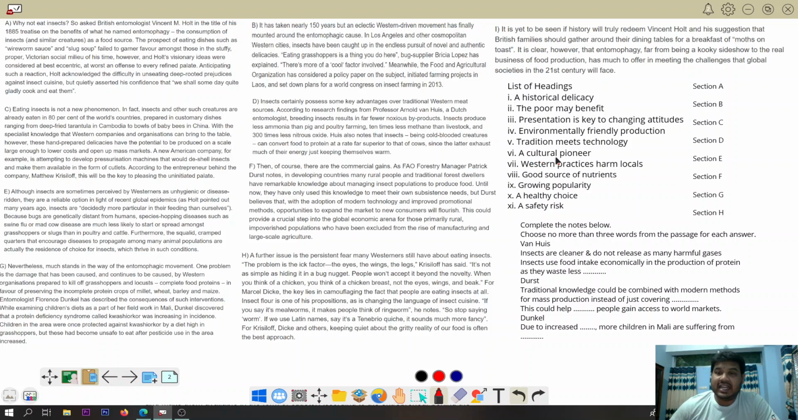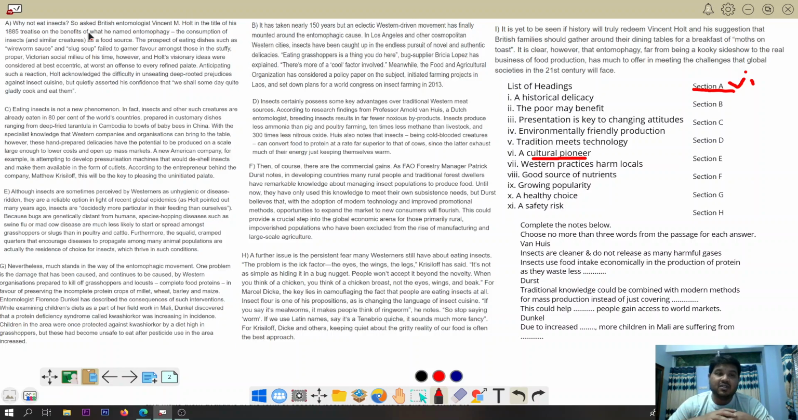Out of all of these, I think the closest we can get is a cultural pioneer, because the word pioneer basically means someone who starts something new, right? So I think it is safe to say that we can match this with this. The answer for section A is number 6. And if you read the whole paragraph, you should get a good idea of what the whole paragraph is talking about.